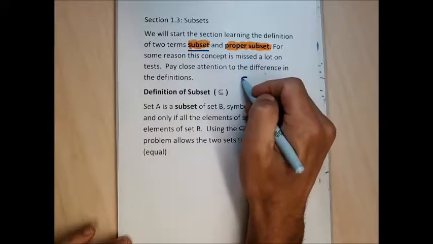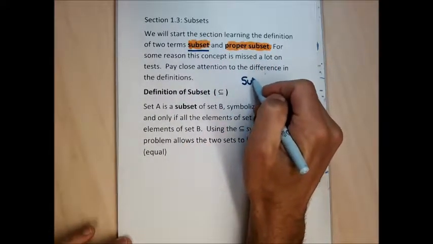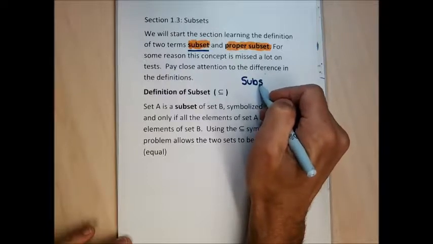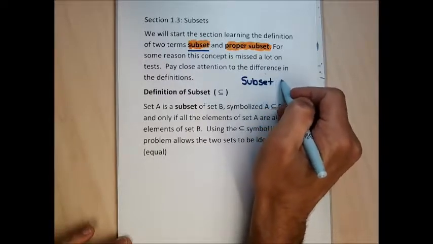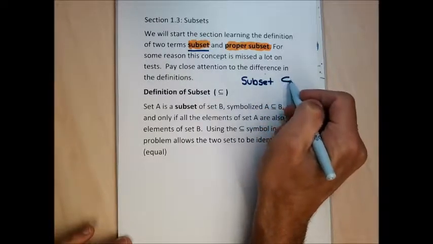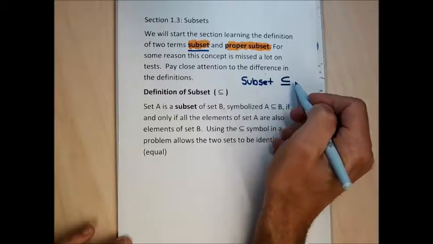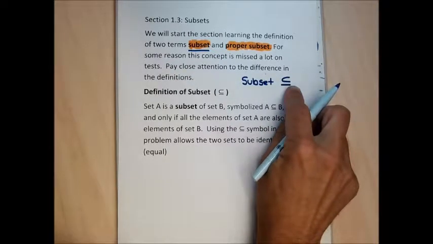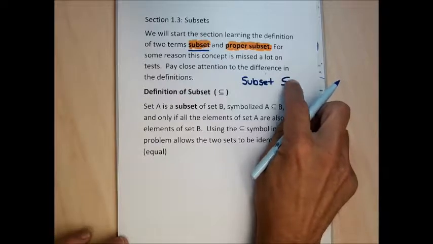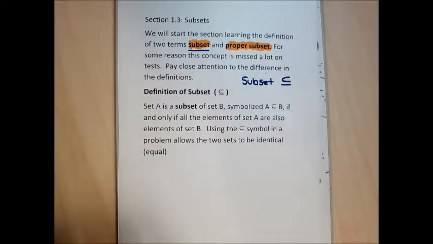And the symbol for the word subset is kind of a U on its side with a line under it, and this line we could almost think of as an equal. This symbol I could almost think of as a less than or equal to in some sense.